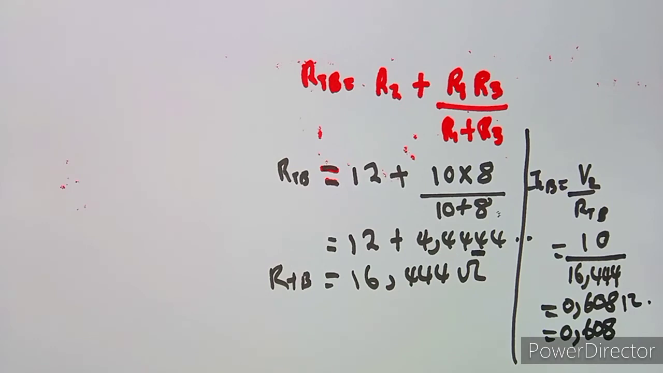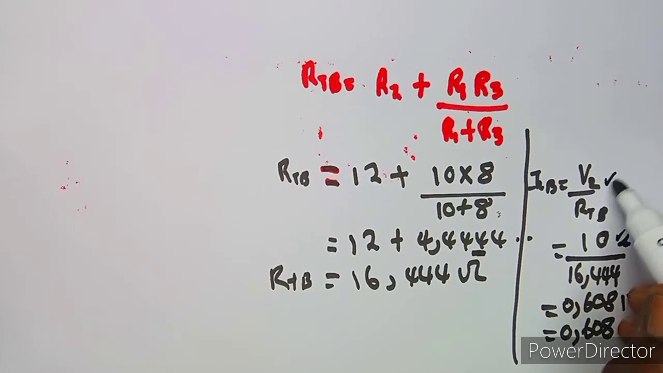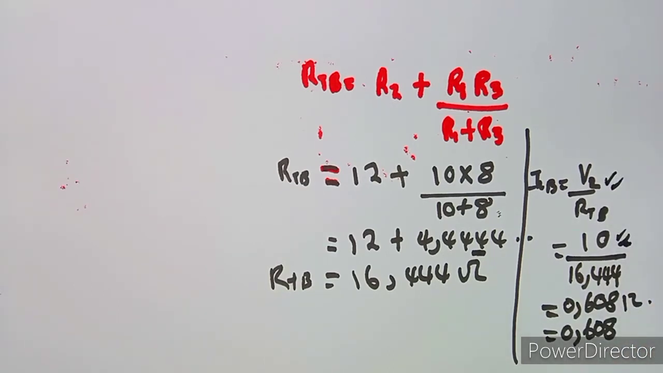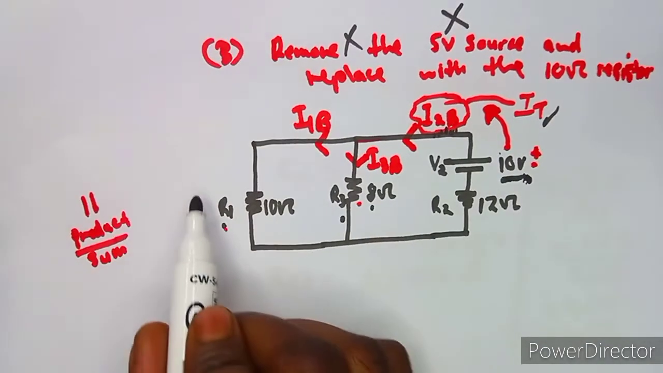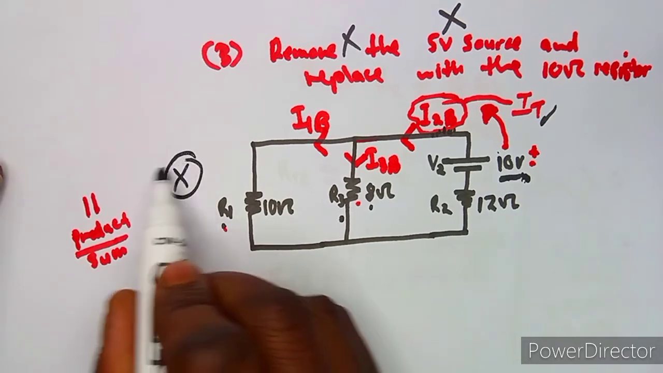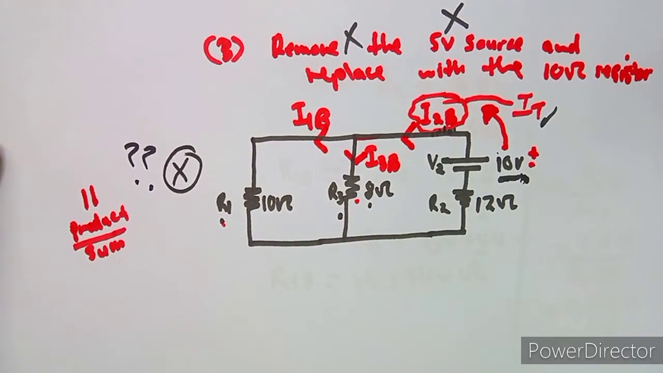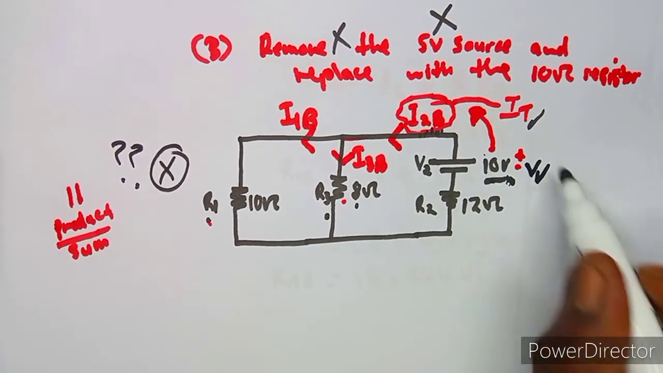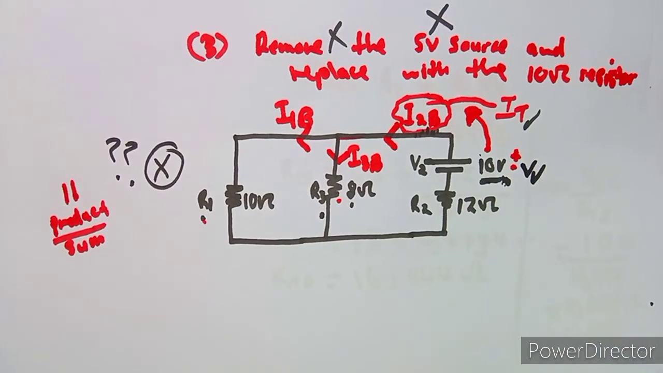So if you are to cross check, if you are working from this question, take note guys, this is going to be V2, which is this 12 volts, not the other resistor. V2, take note, because you have replaced this, you have removed the other one. So the one that you have removed is no longer part of your circuit. It is not going to work. You work with the one that is on the circuit, which is part of your circuit.